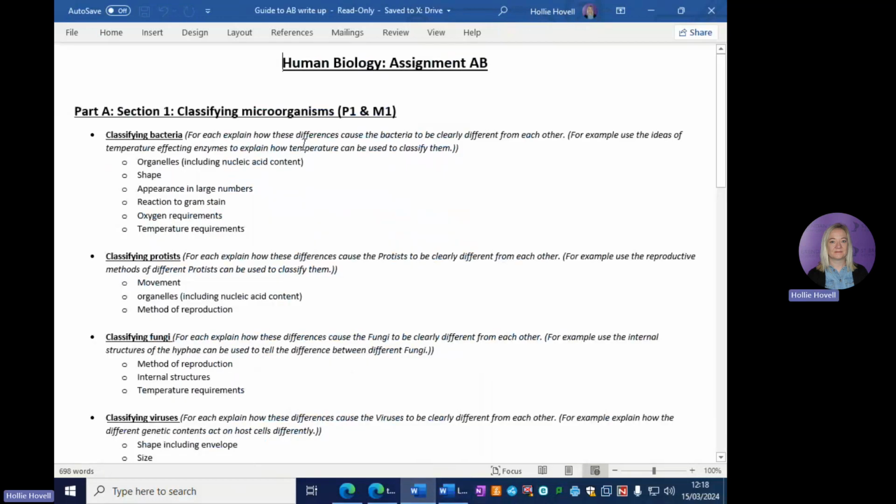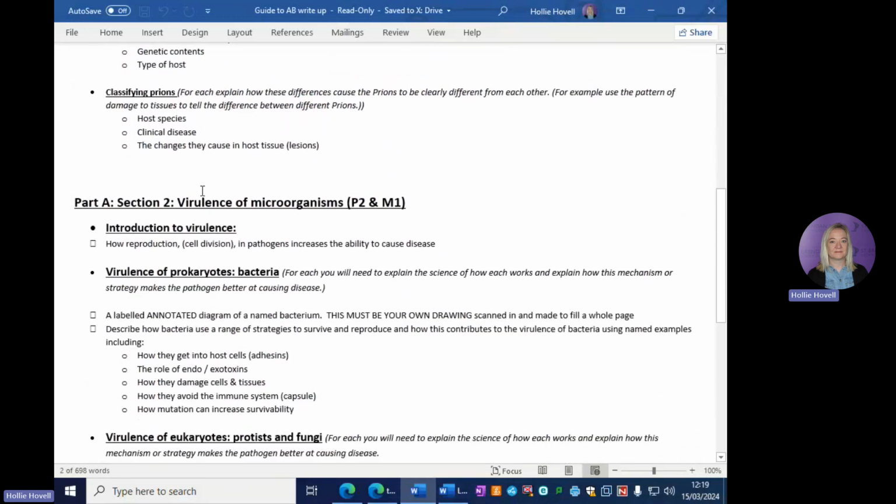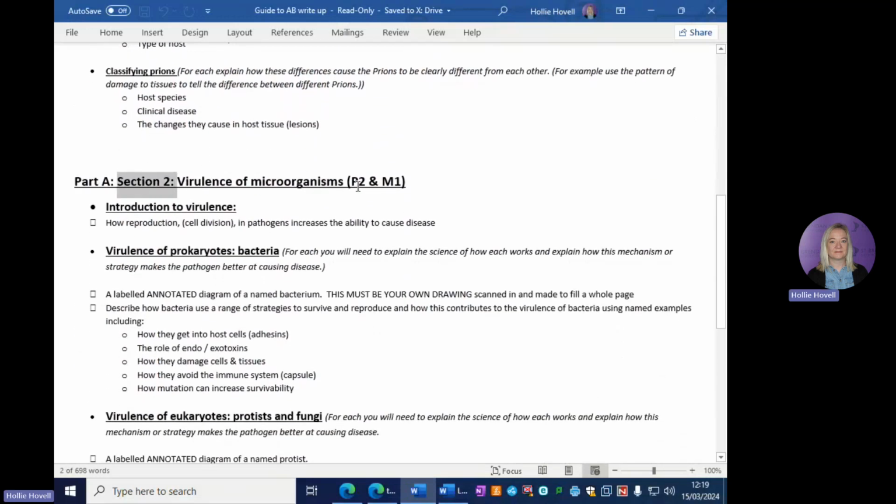So what are you going to include in your assignment AB? As the name suggests, it consists of a part A and a part B. Now this video is all about part A, so we're starting at the start. Now this document here, which you might have seen, has part A split into two sections. The first section is classifying microorganisms, and the second section is the virulence of microorganisms.